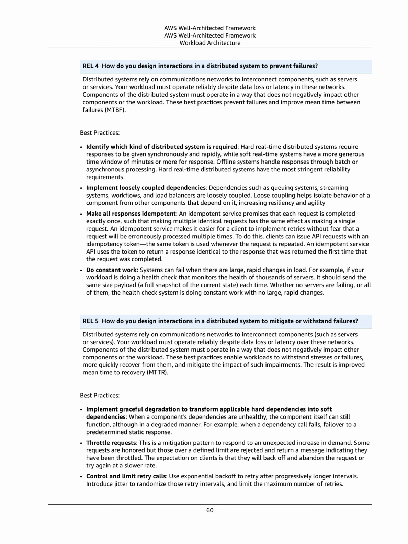Rel 4. How do you design interactions in a distributed system to prevent failures? Distributed systems rely on communications networks to interconnect components, such as servers or services. Your workload must operate reliably despite data loss or latency in these networks. Components of the distributed system must operate in a way that does not negatively impact other components or the workload. These best practices prevent failures and improve mean time between failures, MTBF.